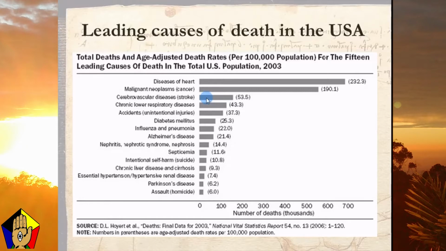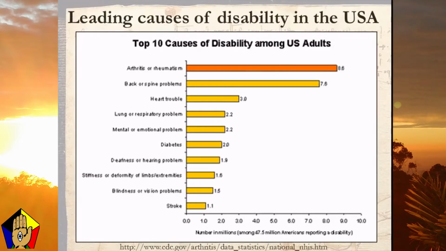Sure they can. Yeah, you can have a stroke that causes morbidity or disability or even a handicap. You can have heart disease that causes handicaps. Right? You have a cancer that does the same thing. So if we look at another chart here, it says leading causes of disability.